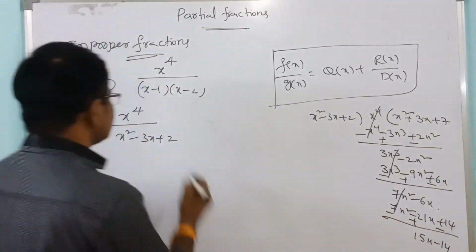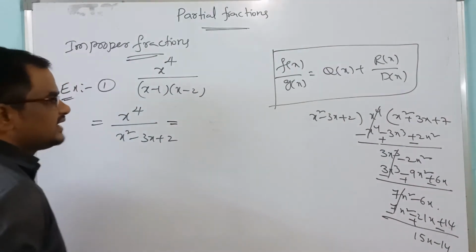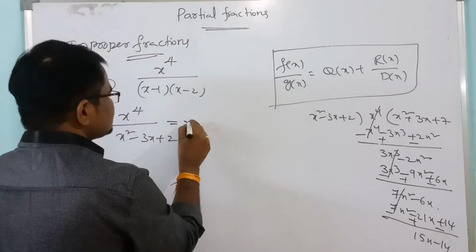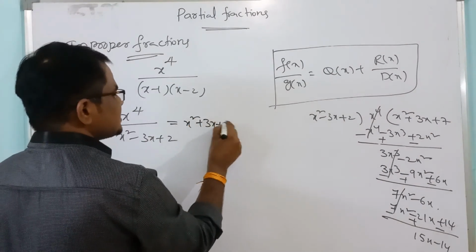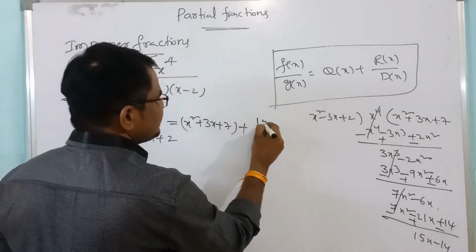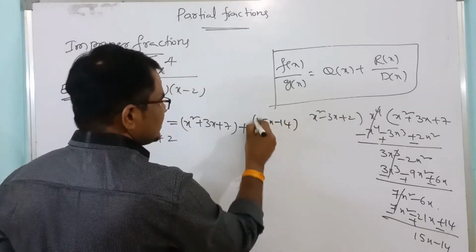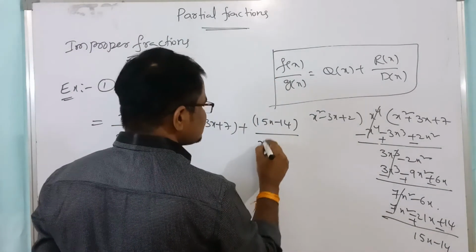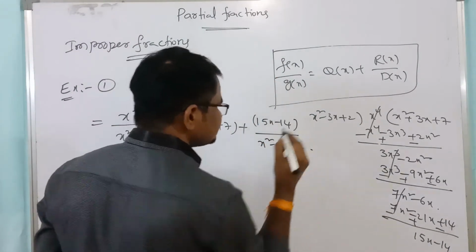Now what we have to write? This is equal to, how to write by this formula? Quotient, so x square plus 3x plus 7, plus remainder 15x minus 14 divided by divisor. The divisor is what? This one. x square minus 3x plus 2, right?